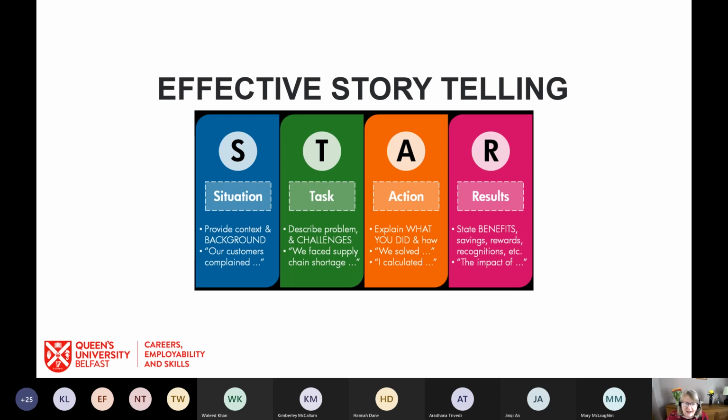Describe the event or the situation that you were in. Explain the task that you had to complete. Maybe talk about the challenges that were involved in it. Describe the specific actions that you personally took to complete the task. And you can say what you did as a team, but you should also say what you personally did. And then finish with the results. What was the result of your actions? Were there benefits? Were there savings, cost cuttings? What was the impact of it? Okay, so that's the STAR technique.